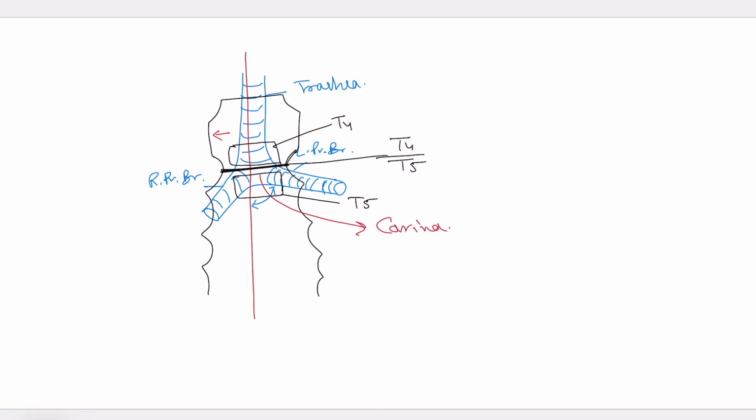So the best answer that you can give for the vertebral level of terminal bifurcation of the trachea will be T4, T5. This is the best answer. The next best answer will be T5, and even T4 is not wrong.